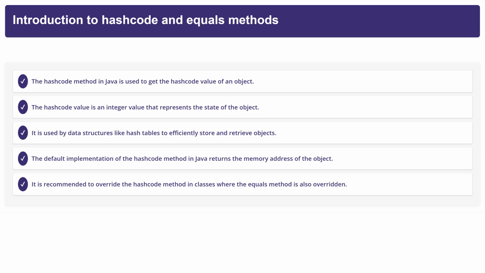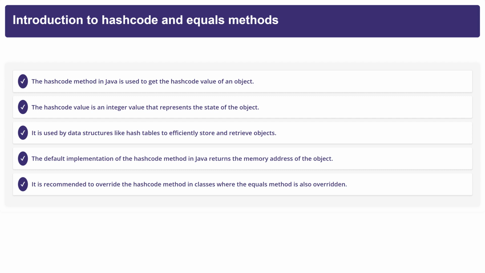The HashCode method in Java is used to get the HashCode value of an object. The HashCode value is an integer value that represents the state of the object. It is used by data structures like hash tables to efficiently store and retrieve objects. The default implementation of the HashCode method in Java returns the memory address of the object.